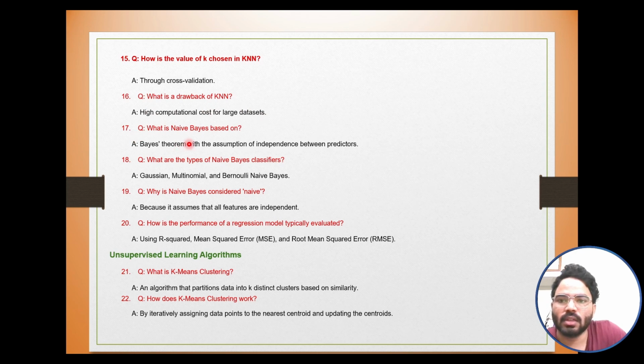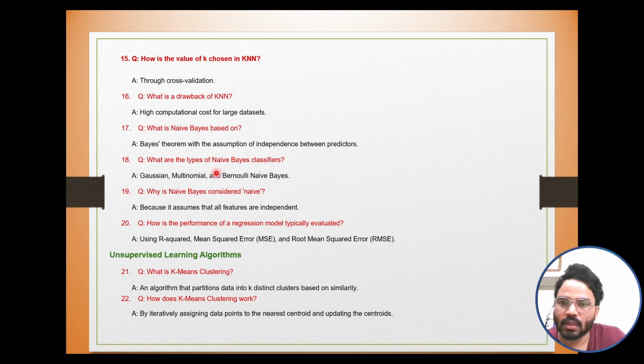Next question is, what is the naive Bayes algorithm based on? So naive Bayes classifier is based on the Bayes theorem with the assumption of independence between predictors. Predictor means whatever value you want to predict. Independence between the predictors is the naive assumption, because in the feature space every feature will not be independent of each other. In real life data sets, like house prediction, it will depend on multiple features, and some features are correlated to each other.